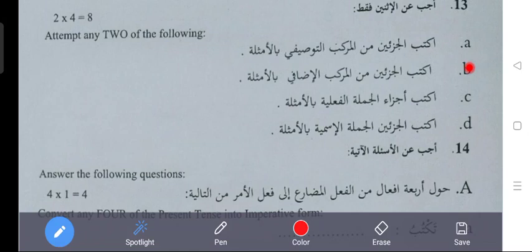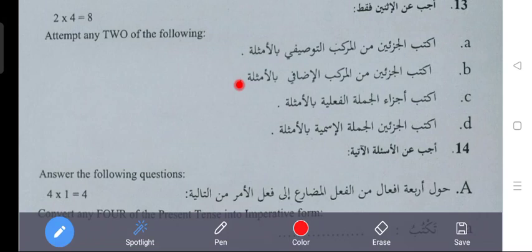Now come to B. Here he is asking Uktub al-juzain, write the 2 parts, min al-murakkab al-idafi, of the possessive phrase, bil amsila, with examples. So how do we have to answer? First we have to write in the answer sheet al-murakkab al-idafi. After writing al-murakkab al-idafi, we have to write its first part. The name of the first part is al-mudaf and the name of the second part is al-mudaf ilayhi. After writing these 2 parts, give the heading al-amsila, the examples.